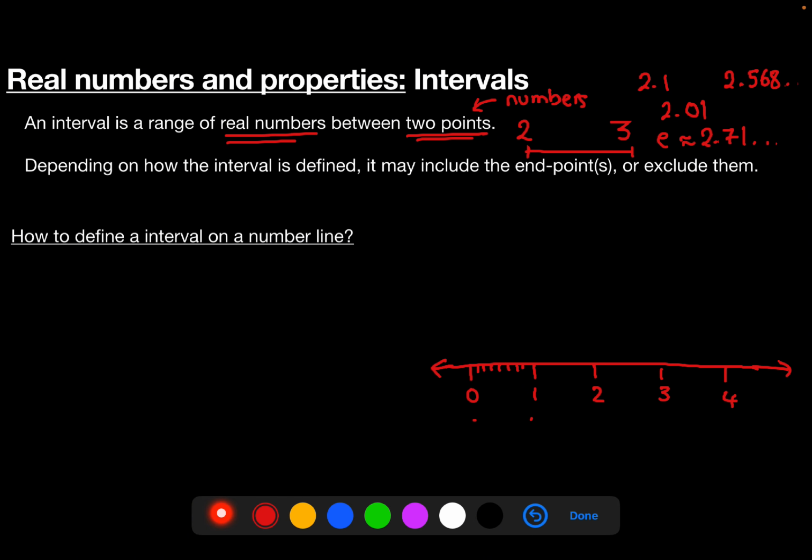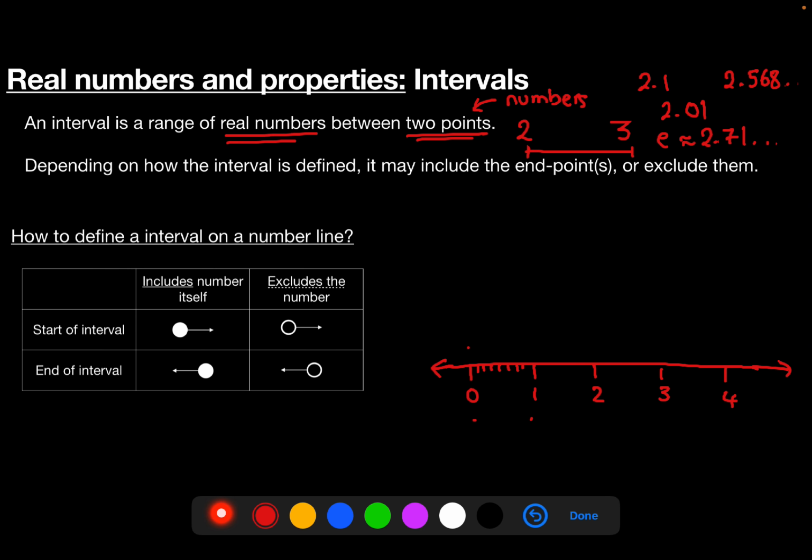So there is a convention that is used in math to define if we're including the numbers or if we're excluding them. If we're including them, we start with the circle that's shaded in, and if we're excluding them, we start with the circle that's not shaded in. So if you want to look at an interval that starts from 0 and 0 is included and goes all the way till 2, and 2 is also included, we'll shade in the circles on both sides and we'll connect the 2 points, indicating that every single number between these 2 numbers is included.